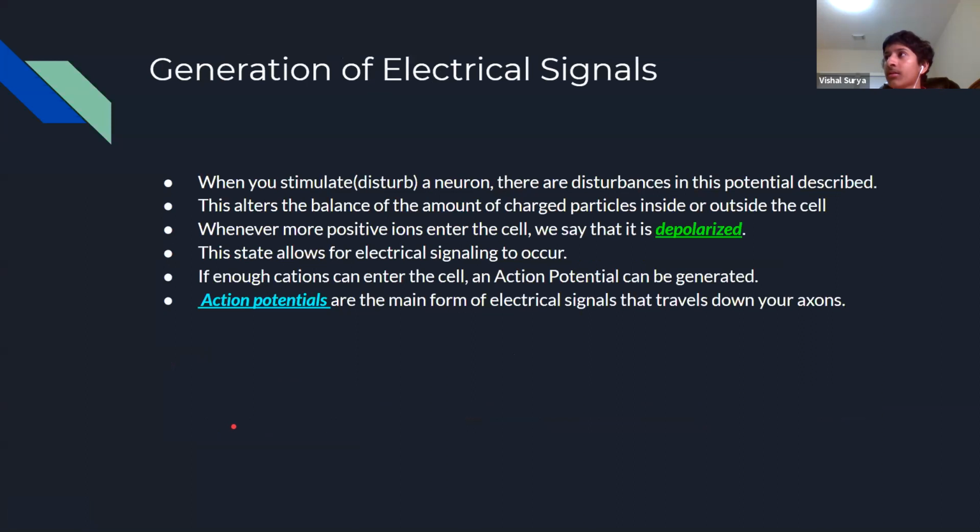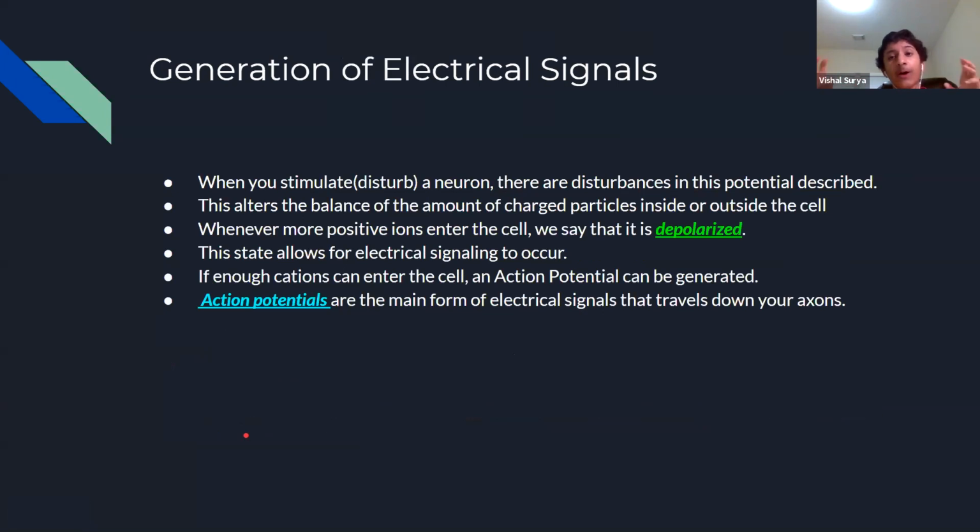Next, we will discuss the generation of electrical signals. When you stimulate or disturb a neuron, there are disturbances in this potential described. This disturbance alters the balance of the amount of charged particles inside or outside the cell. For example, let's say I hit my arm, and then ions are moving everywhere because of the stimuli.